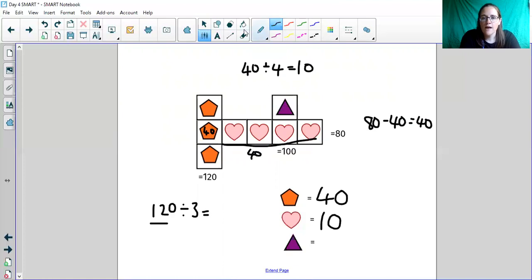And now I've done that, let me just rub this out for you. Now I've done that, I can do this bit down here. So my heart is worth 10, which means that this triangle, so it's triangle add 10 equals 100, isn't it? Something add 10 equals 100, goes back to our inverse.